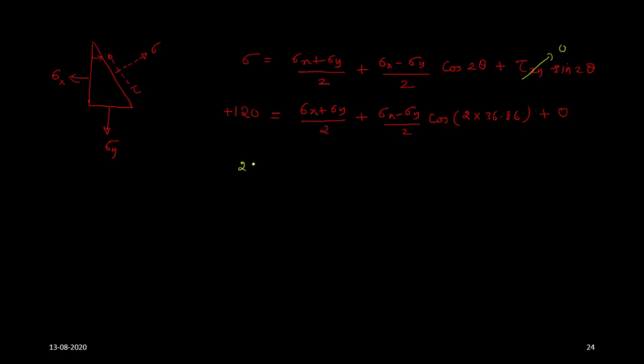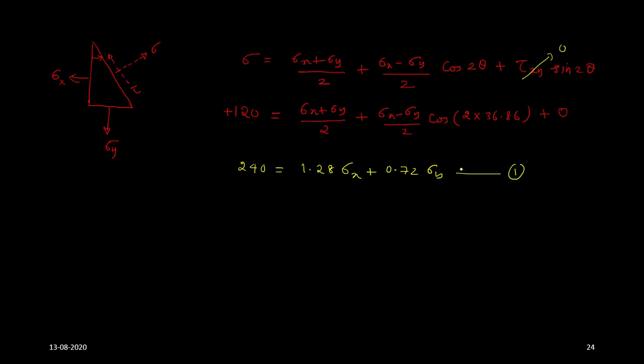Okay, so this will be the final equation. 240 is equal to 1.28 sigma x. You can work this out, plus 0.72 sigma y. So this is your equation number 1.